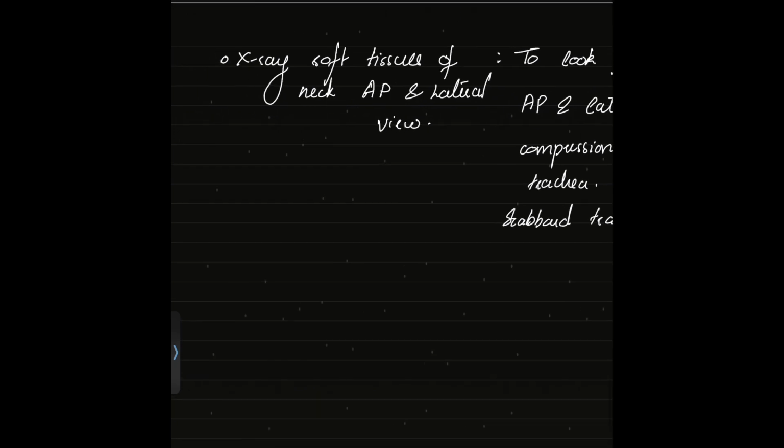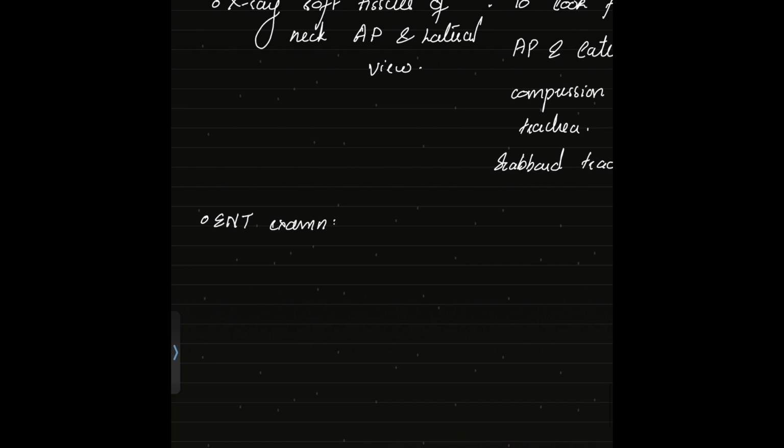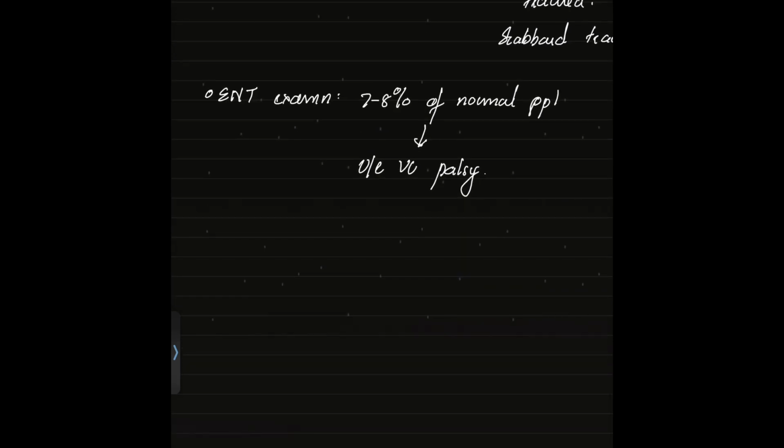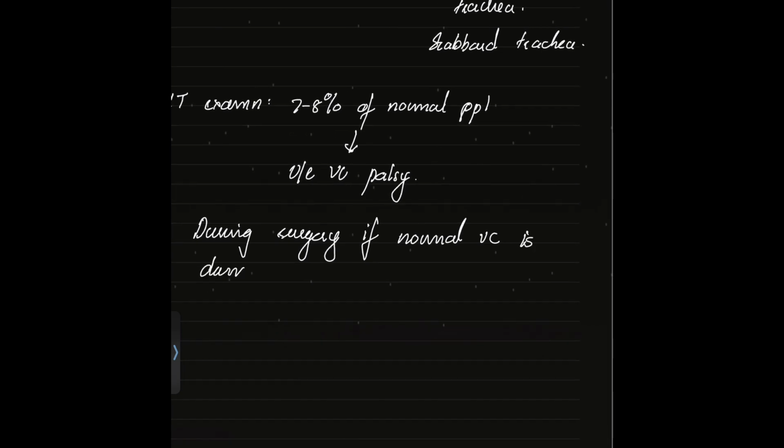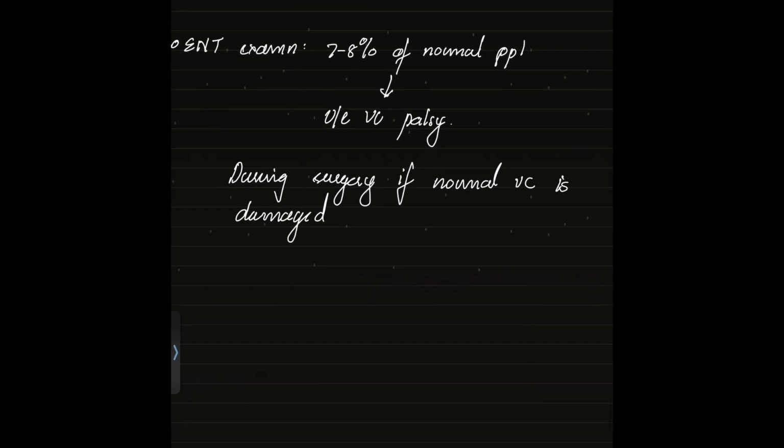Okay, now we have to do an ENT examination. Why do we do an ENT examination? In 7 to 8% of normal people, they have unilateral vocal cord palsy. Tell me what will happen if during surgery, the surgeon accidentally damages the other vocal cord also. Then there will be bilateral vocal cord palsy, isn't it? In that case, the patient will have to go for tracheostomy. So to avoid this, we do an ENT examination to find out whether there is already existing vocal cord palsy.